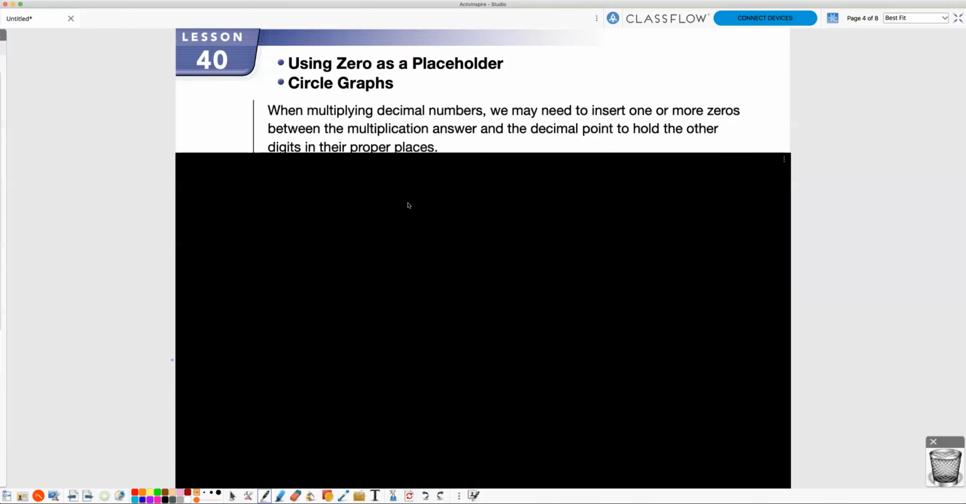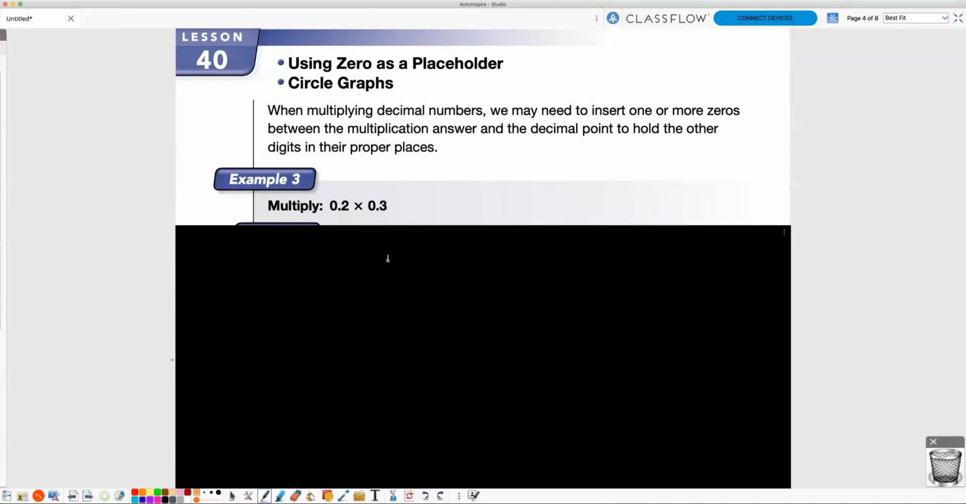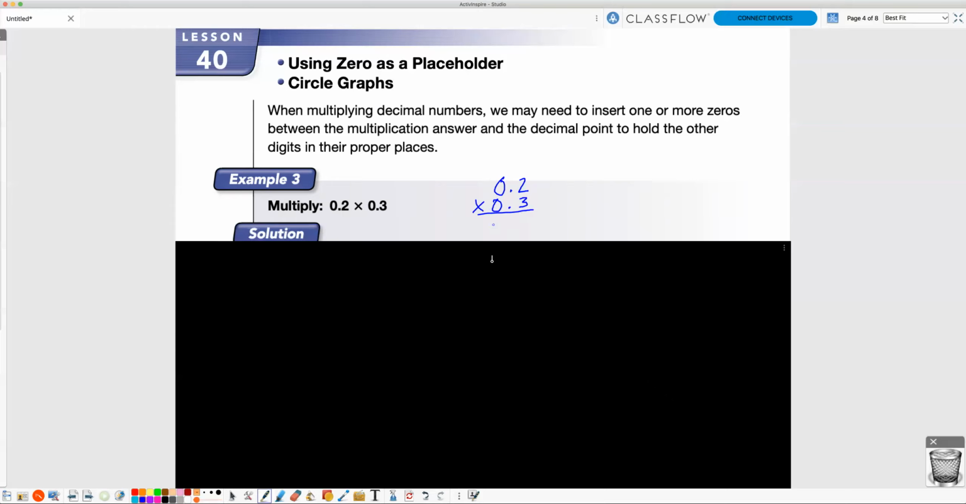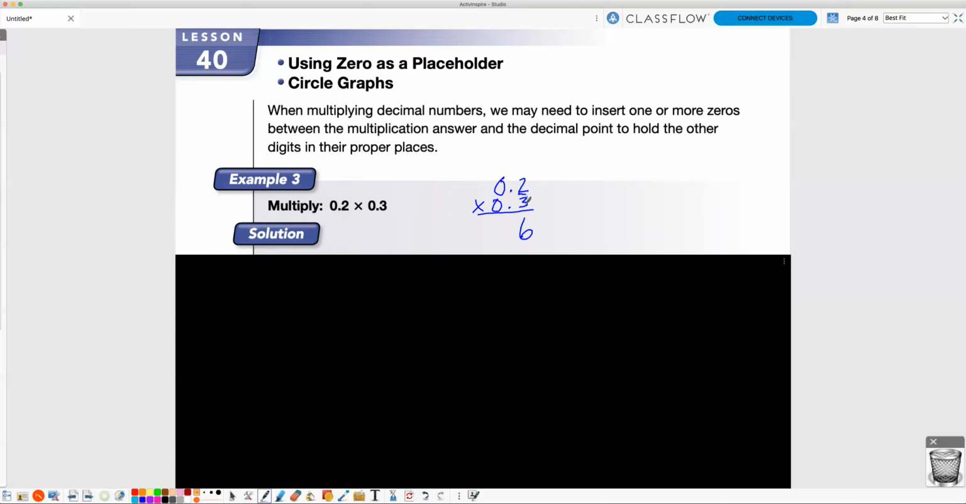Example 3, when multiplying decimal numbers, we may need to insert one or more zeros between the multiplication answer and the decimal point to hold the other digits in their proper places. So for example, 2/10 times 3/10. If I'm going to multiply that, it's basically 2 times 3, but then I have to keep in mind that there's this place value and this place value, so I have to move it those 2 places. I have to move it 2 places from this position. I have to start here and go once, twice. So the decimal would be over here, but I have to have a place in that position as well. So I have to throw a 0 in that placeholder.